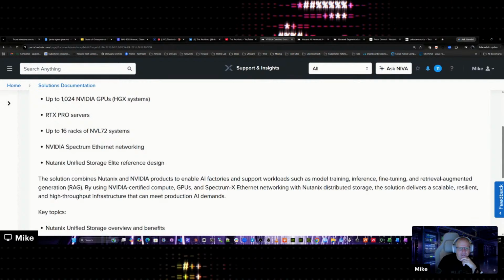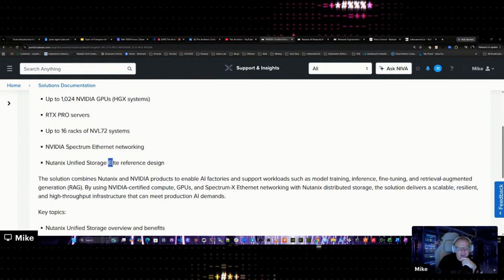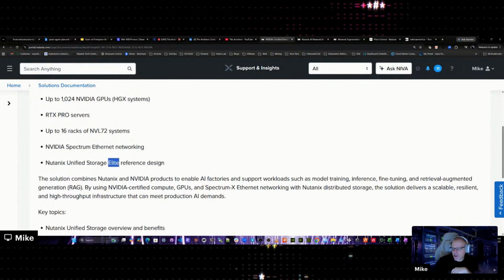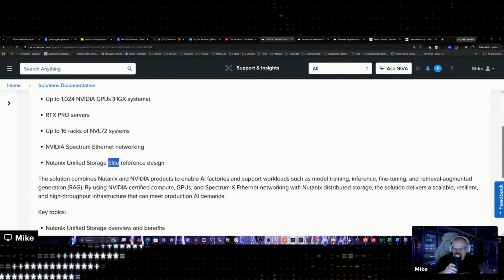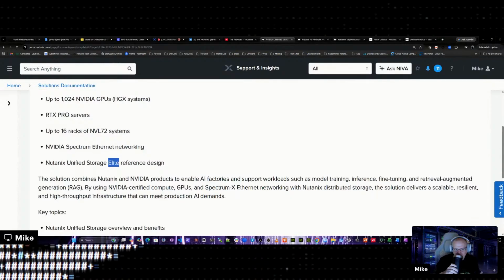There's definitely a difference between Nutanix Unified Storage when it comes to servicing home directories or doing some application storage versus running this for AI. It's a little bit different, and there are some requirements around that when it comes to delivering the throughput.